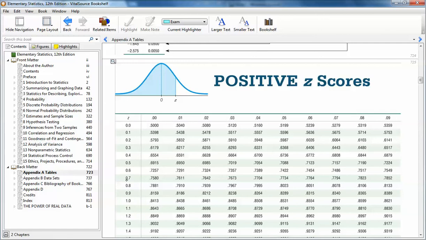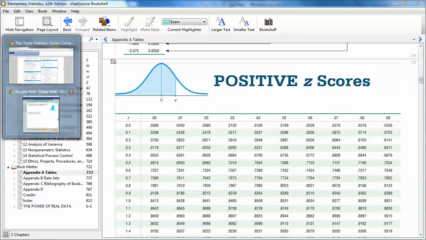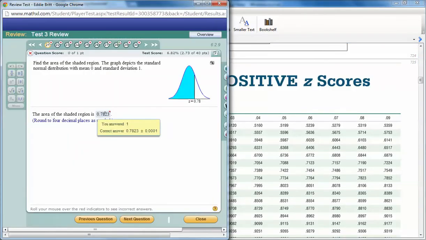See, 0.08 is up here. And so that's going to be 0.7823. What does that mean? That means the area cumulative from left all the way up to that z of 0.78 is 0.7823. So that's your answer, 0.7823.